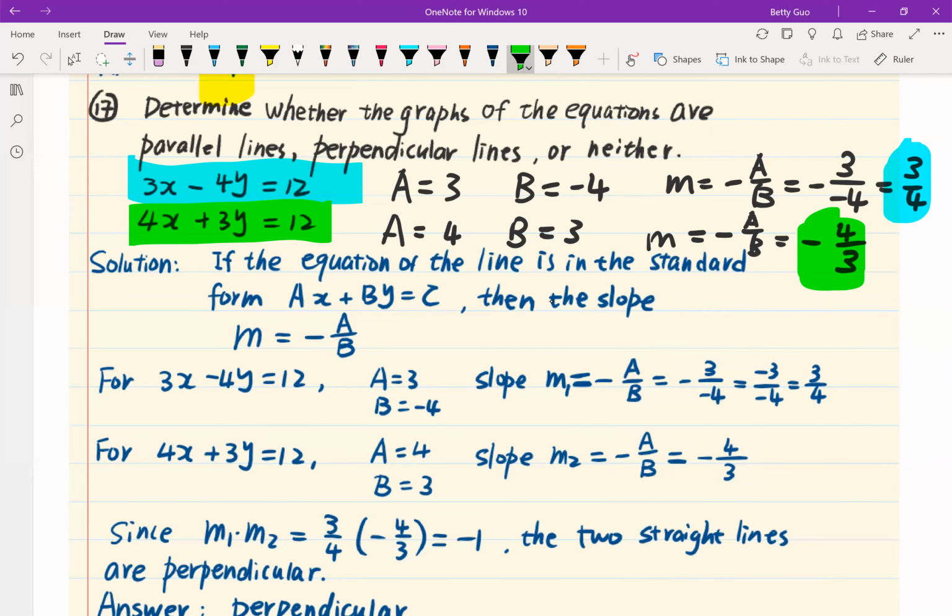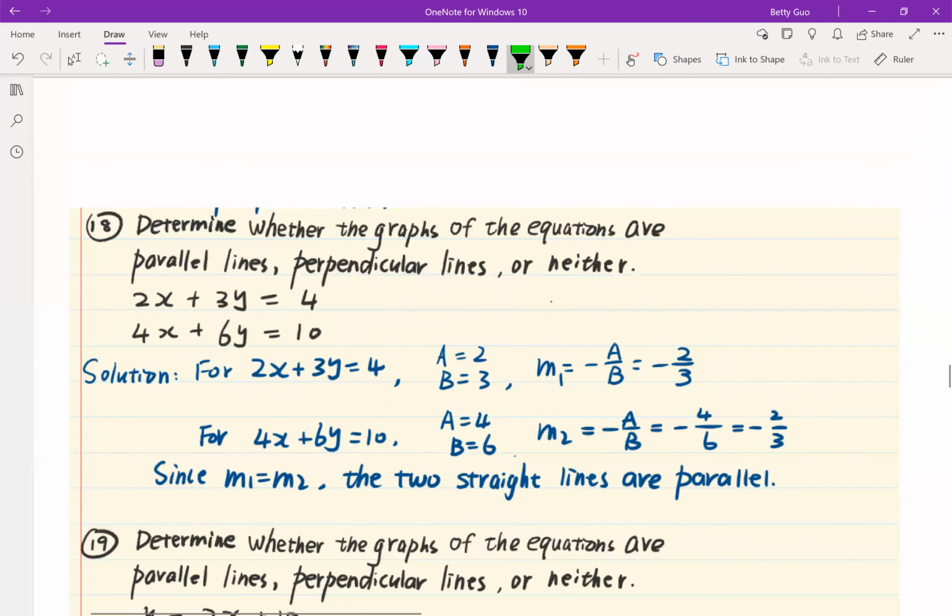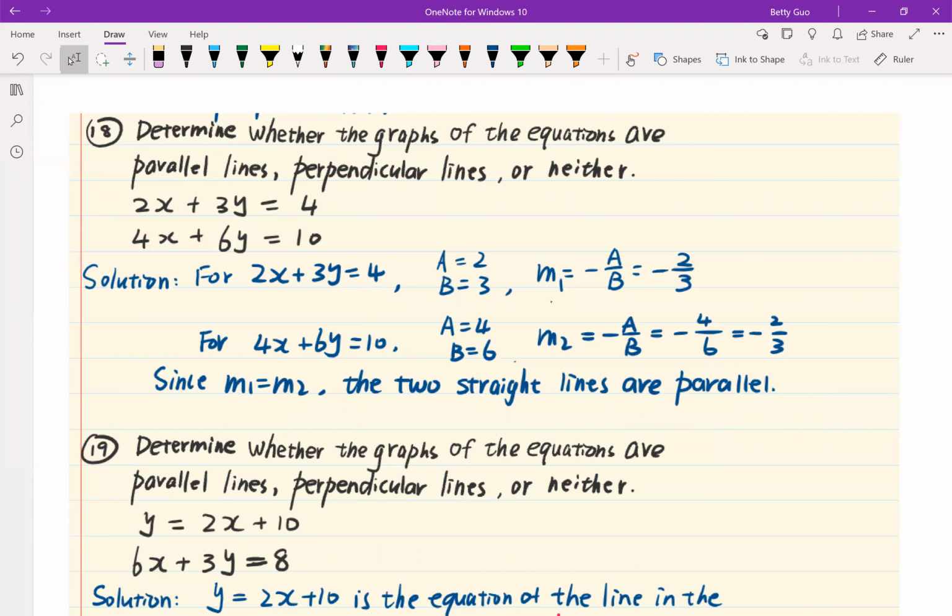Since the two slopes are negative reciprocals of each other, in other words, the number in blue and the number in green multiply to negative 1, by the theorem, the two straight lines are perpendicular. They are perpendicular.